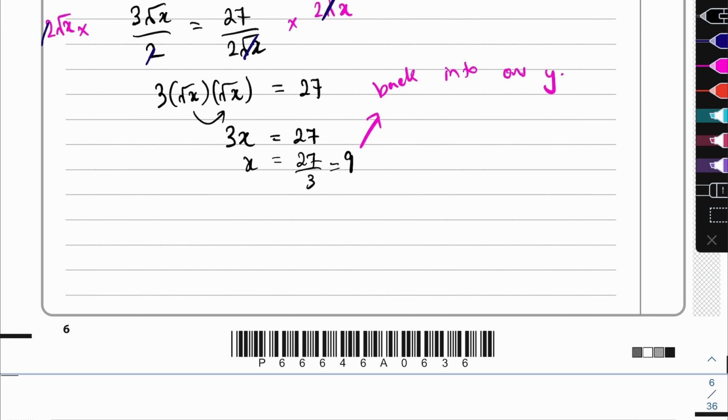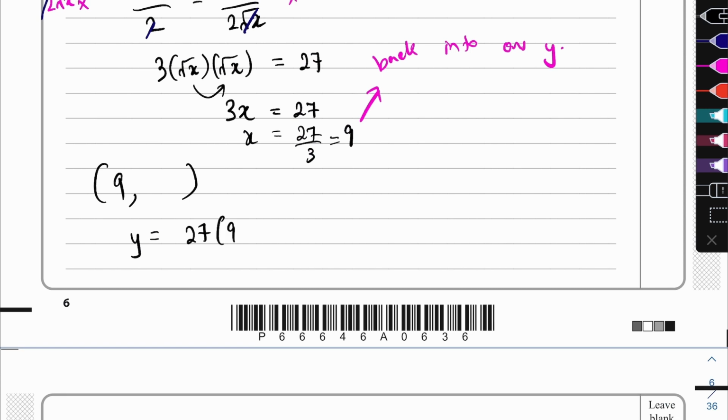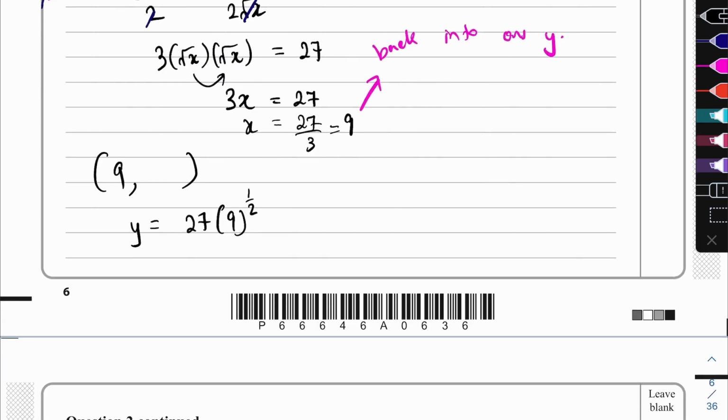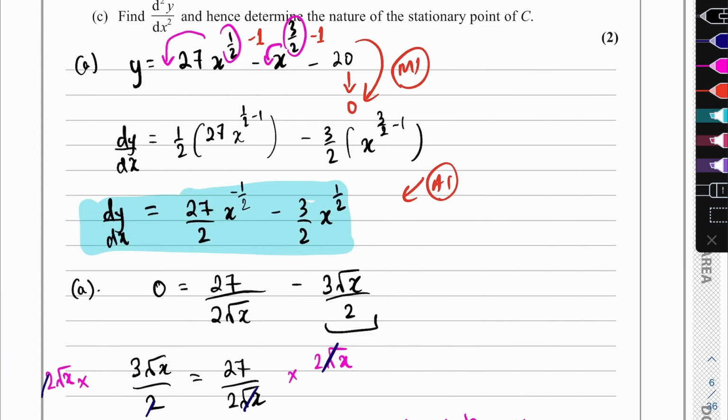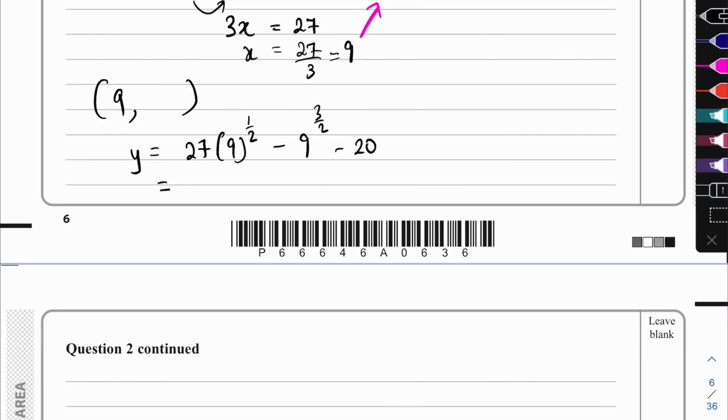So what do we get? We know that our stationary point is 9 comma something. We don't know what that something is, so we're going to find that y equals 27 x to the power half, so 9 to the power half, then minus 9 to the power 3 over 2, minus 20. So let's now put this in the calculator. So 27 times root 9 is what? Let's put in the calculator 27 times 9 to the power half minus 9 to the power 3 over 2 minus 20.